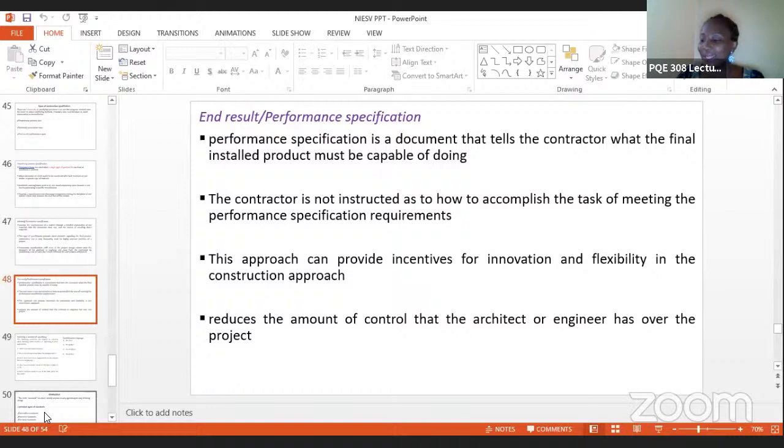So those are the three different types of construction specifications that we have. In end result, it is up to the contractor to provide the equipment that meets the performance specified. So don't forget, we have three types of specification. We have the proprietary product specification, where a single product is allowed to be used throughout that particular project.